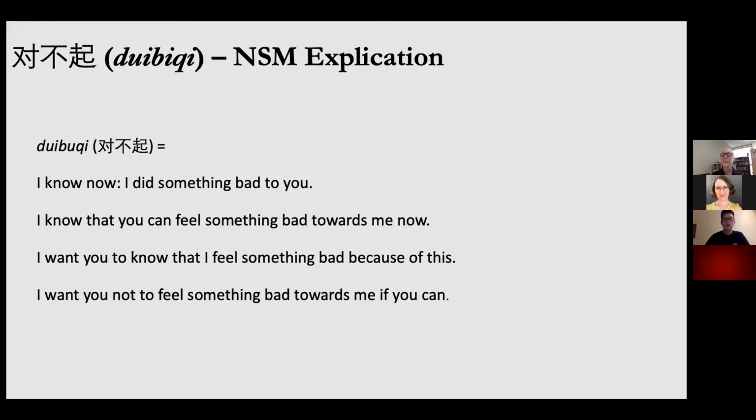And at the same time, I want you to know that I feel something bad as well. Because of whatever I've done to you, I feel bad for making you angry, or I feel bad for coming late to this very important meeting. And finally, I want you not to feel something bad towards me if you can. This highlights that when I say duibuqi, I am hoping you can feel less bad towards me, because it is expected that when I've done something bad to you, you would feel something bad against me. Perhaps you'll be very angry, upset, or disappointed at me. But with me saying duibuqi, I'm hoping that you can feel less of that towards me if you can.